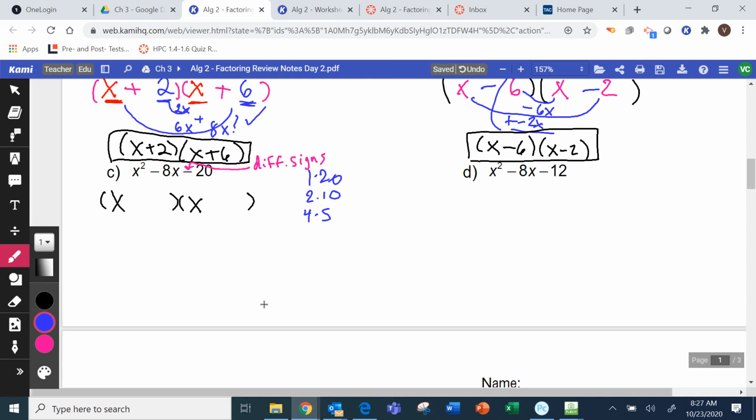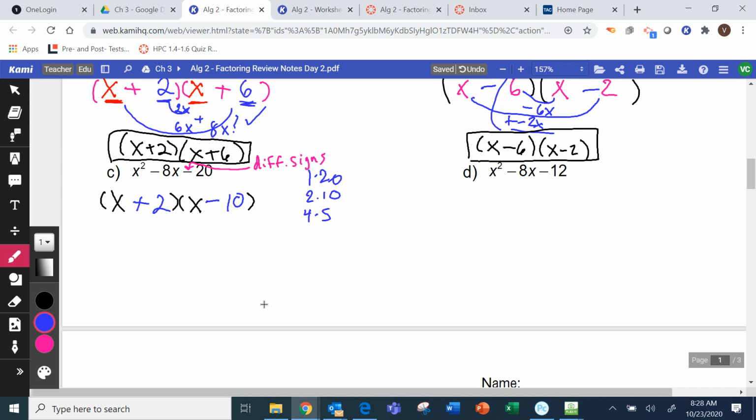And I asked you guys this earlier. Is there a way to make an 8? There is. But in this case, we want to make a minus 8. So because we want to make a negative 8, the bigger number has to be the negative. So out of the 2 and the 10, which one has to be the minus sign? The 10 has to be the minus sign. So we have different signs. The 10 gets the negative.